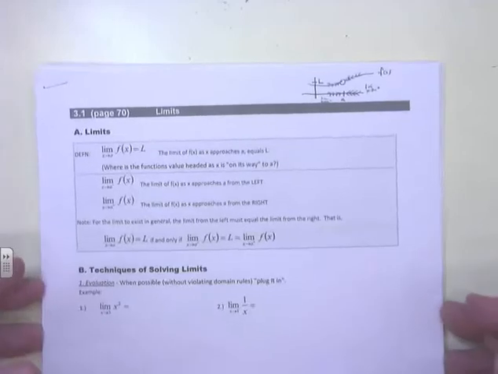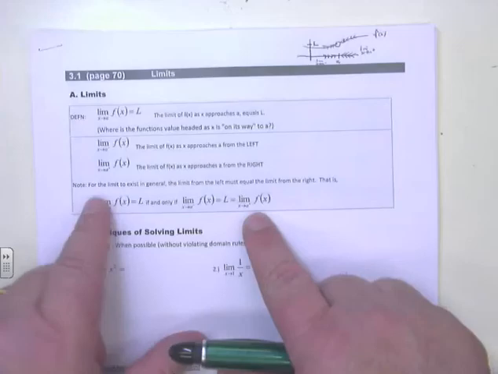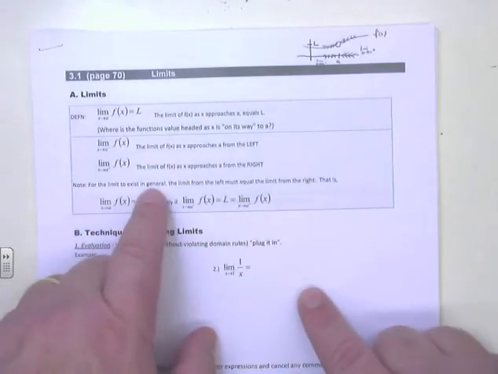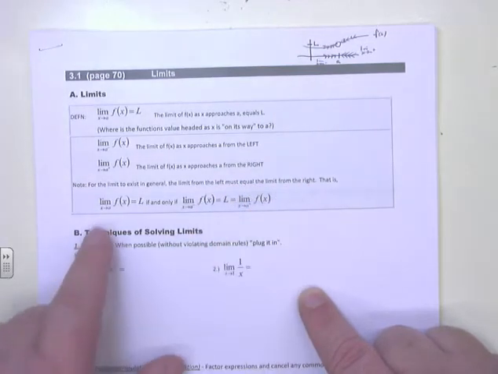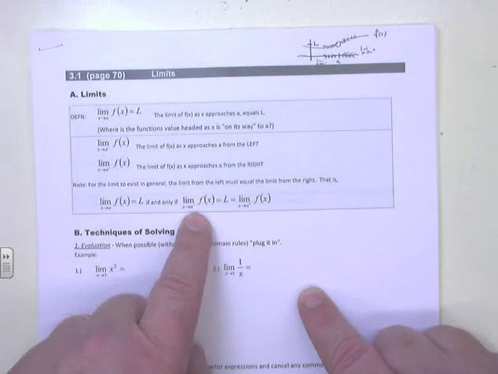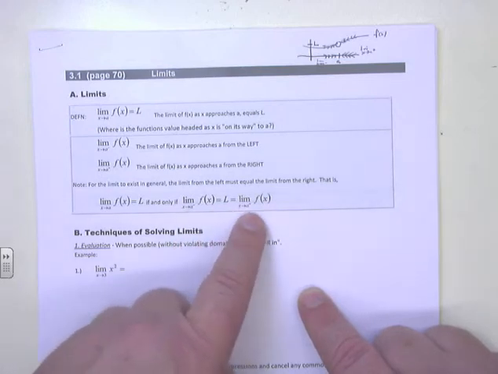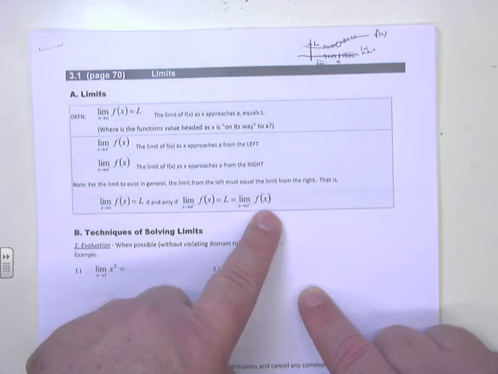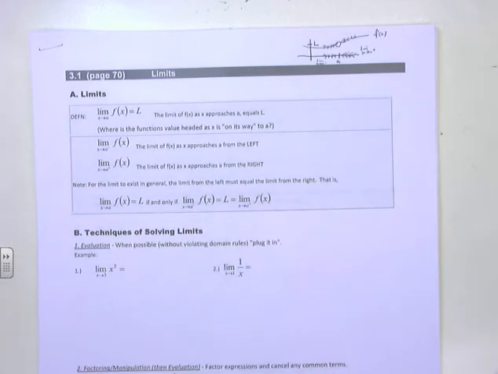Now this is, in a nutshell, exactly what you're doing with limits. Okay? And I wrote it down here. For a limit to exist in general, the limit from the left must equal the limit from the right. That is, the limit as x approaches a of f(x) equals L if and only if the limit as x approaches a from below of f(x) equals L, and that's also equal to the limit as x approaches a from the right. So here's the deal. If the limit from the left does not equal the limit from the right, then we say the limit does not exist.